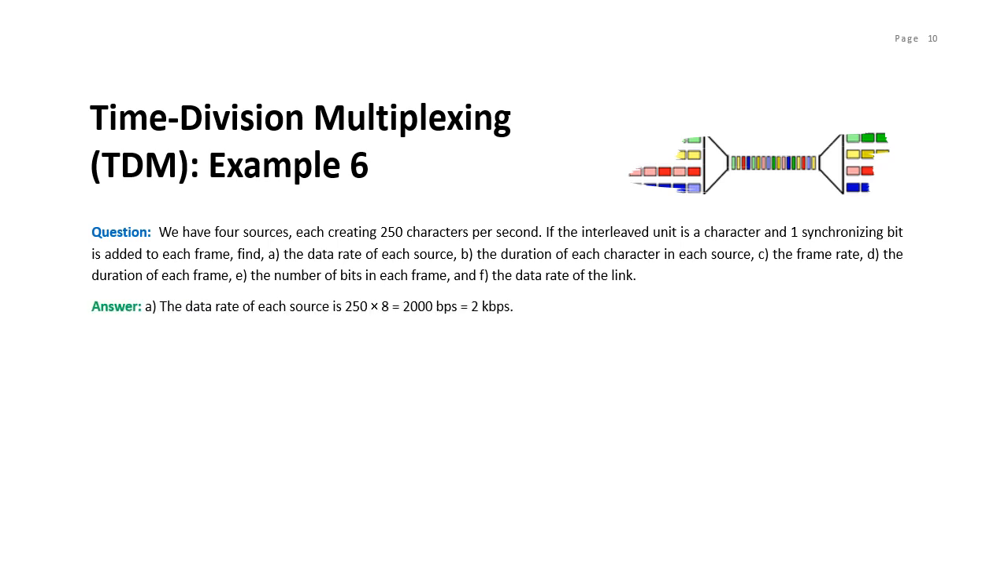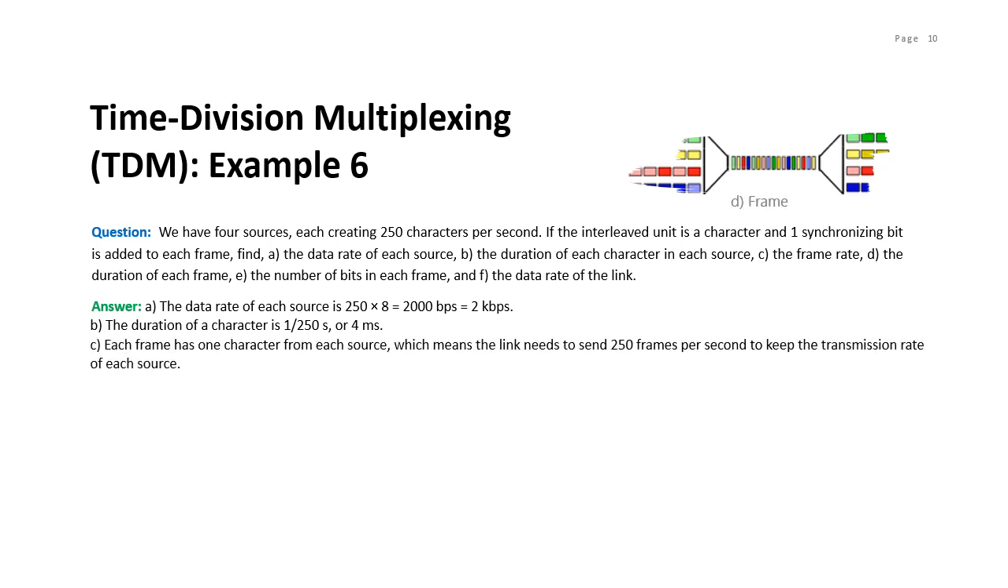Okay, as you may all be aware, characters are typically of ASCII and its encoding is of 8 bits per character. So for A, the data rate of each source is 250 multiplied by 8. So we'll get 2000 bits per second or 2 kilobits per second. For B, each source sends 250 characters per second. Therefore, the duration of a character is the inverse, 1 over 250 seconds or 4 milliseconds.